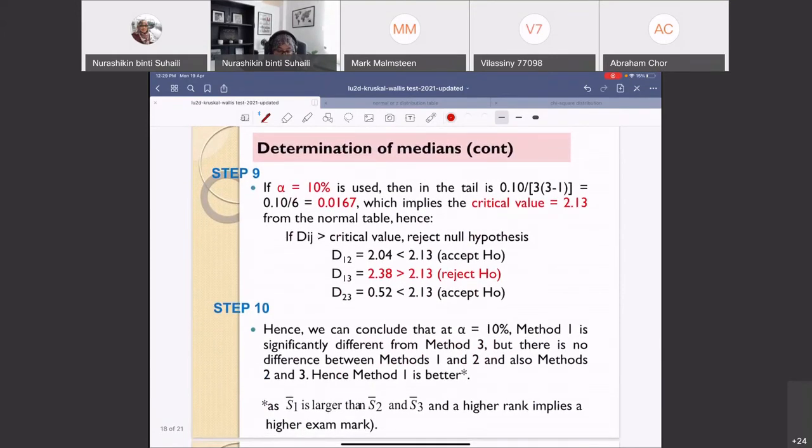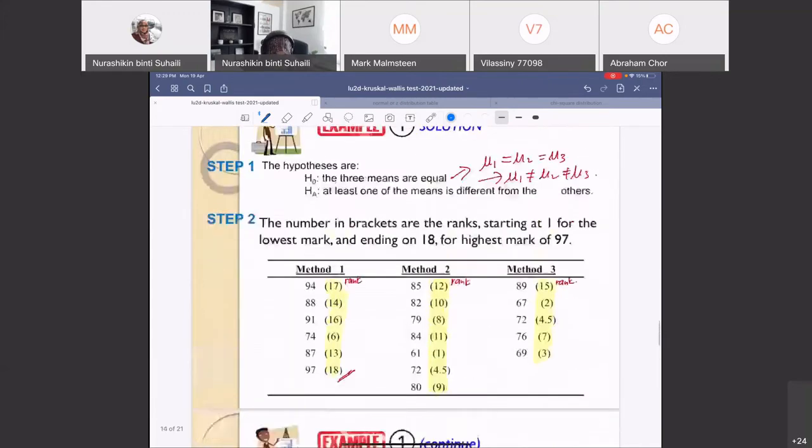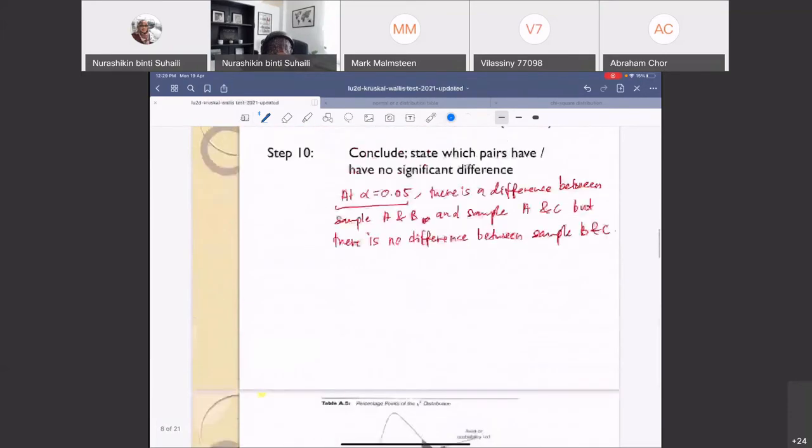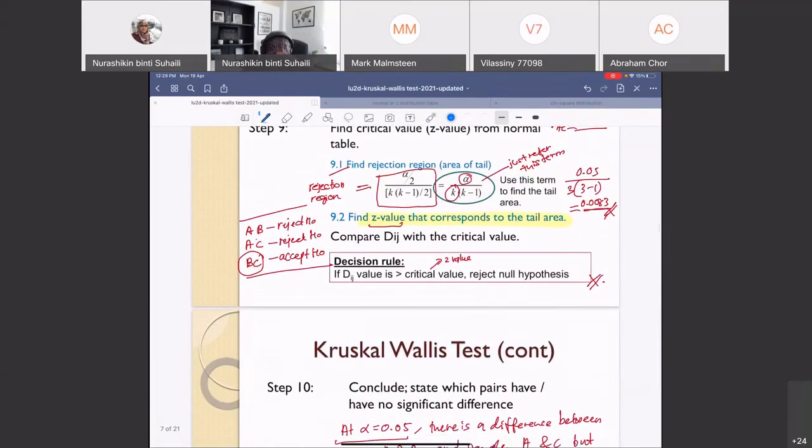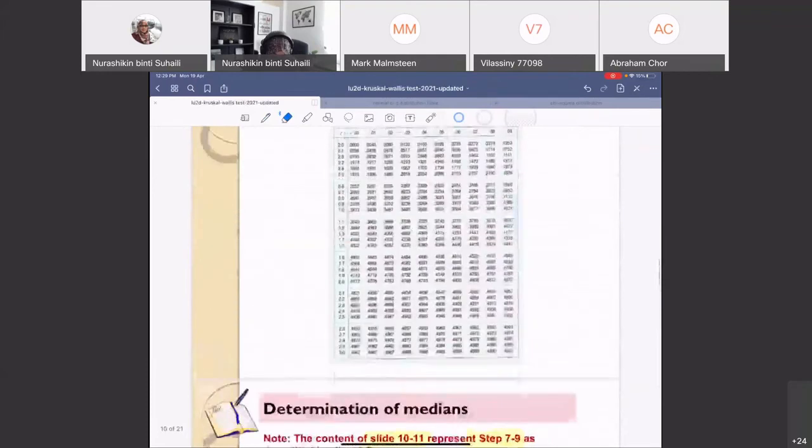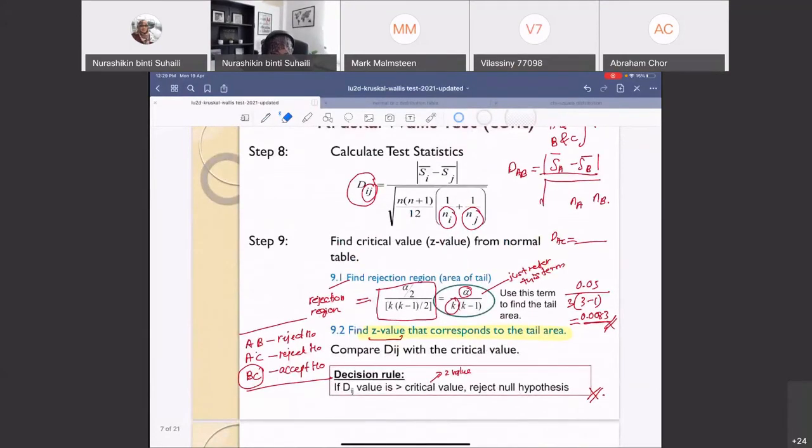Step 9 is to find the critical value. The critical value is actually the Z value, remember? But how to find the Z value? You have to find the rejection region. The rejection region is given by the formula that I mentioned earlier: alpha divided by k minus 1. This formula is the one that you have to apply in order to find the tail area.